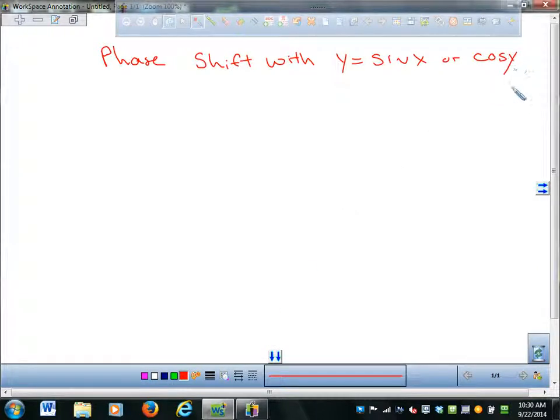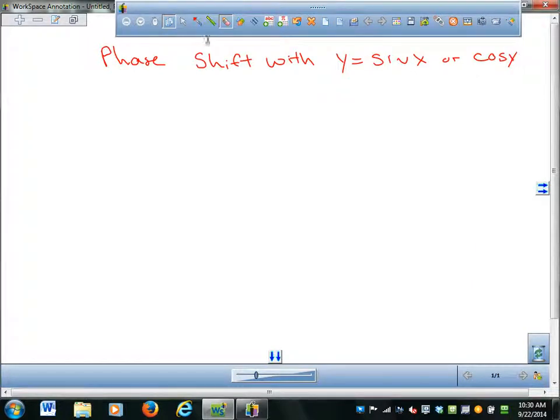Cosine, oh sorry, that should be cosine of x. So, here we go. So phase shift with y equals sine x, cosine x.